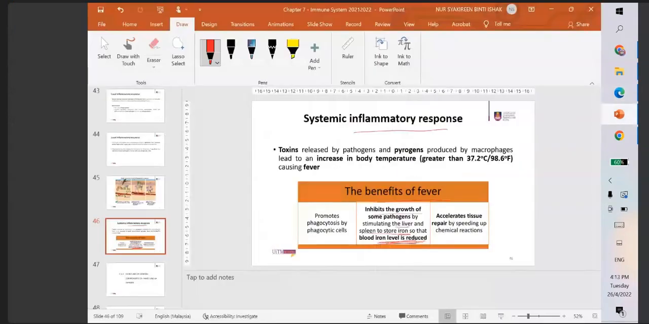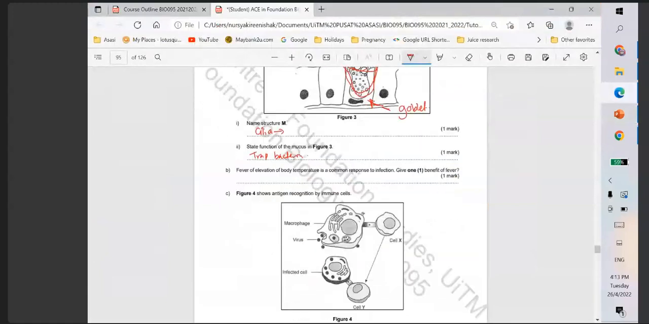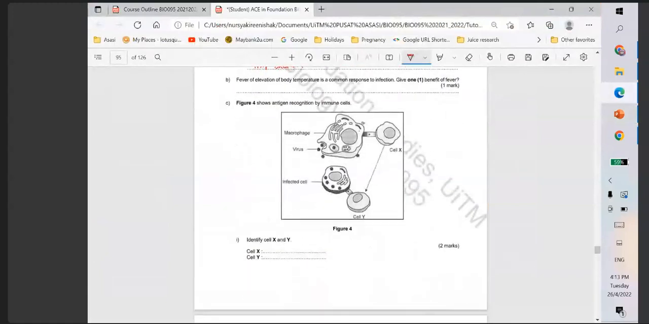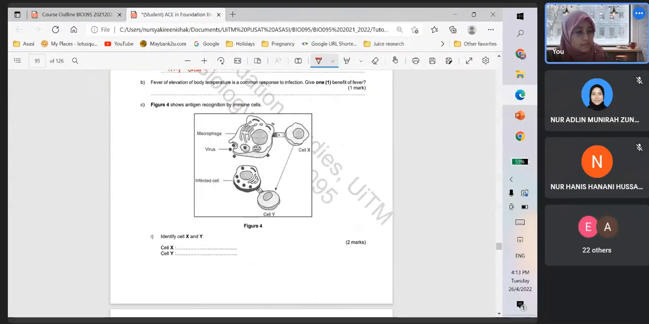So remember inflammatory response. Fever is a systemic inflammatory response, meaning your whole body becomes hot. So that is the whole of your body increasing its temperature. That is fever. Okay. So the next question, C. Anas?